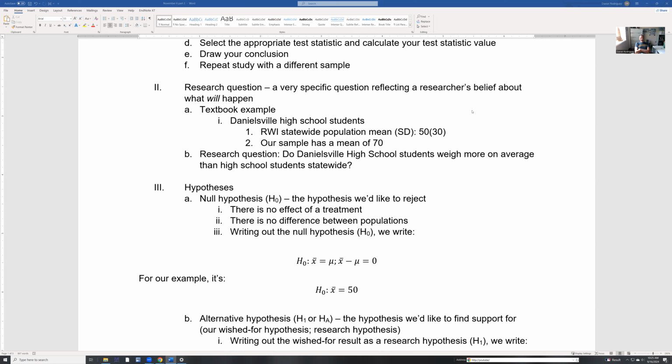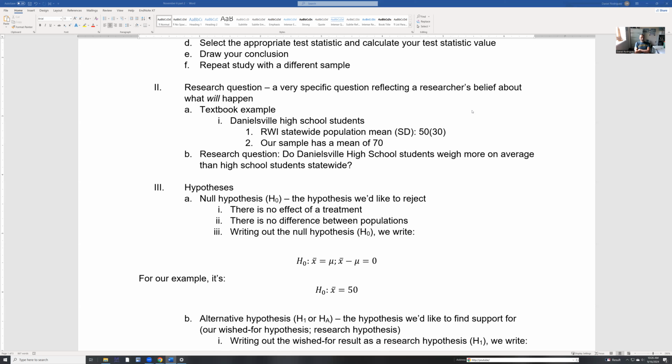Danielsville High School students. Okay, so that's my sample and population, right? So the RWI statewide population mean is 50 with a standard deviation of 30. Our sample from Danielsville High School had a mean of 70. Our research question is, do Danielsville High School students weigh more on average than high school students statewide? So I guess what I want to know is, do my students constitute a separate population from the statewide population? That's in terms of weight using the RWI, that weight index.